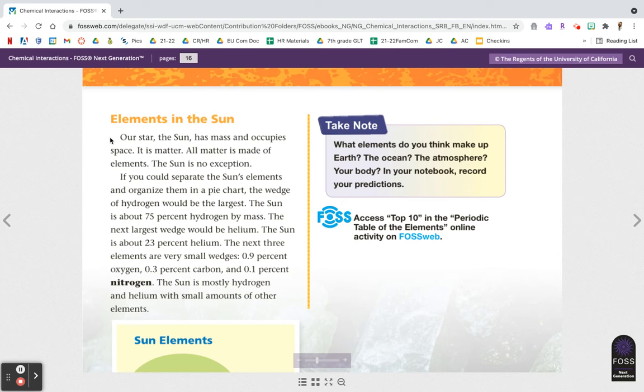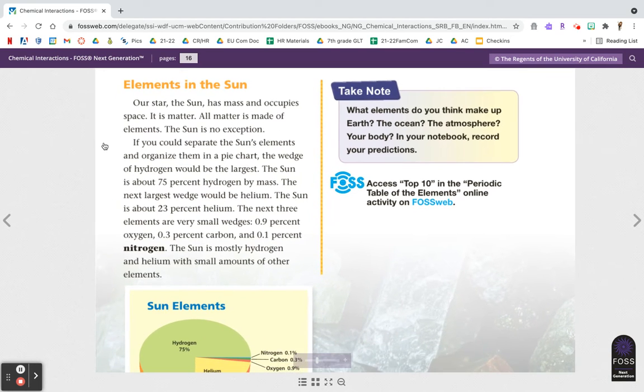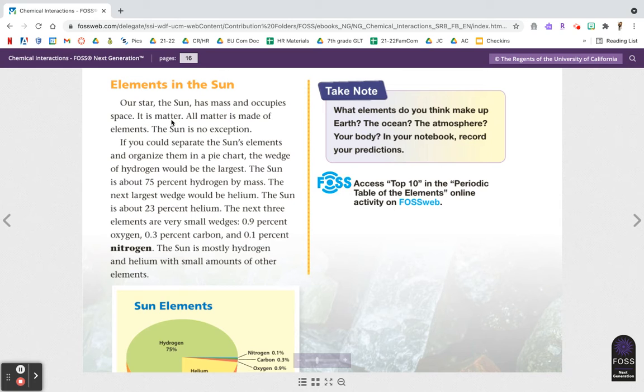Elements in the sun. Our star, the sun, has mass and occupies space. It is matter. All matter is made of elements. The sun is no exception. If you could separate the sun's elements and organize them in a pie chart, the wedge of hydrogen would be the largest. The sun is about 75% hydrogen by mass.